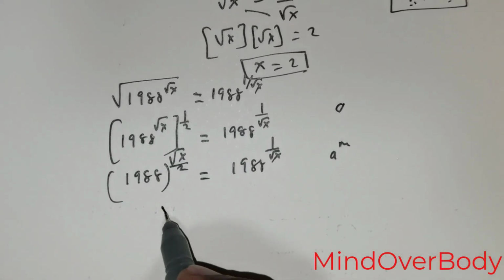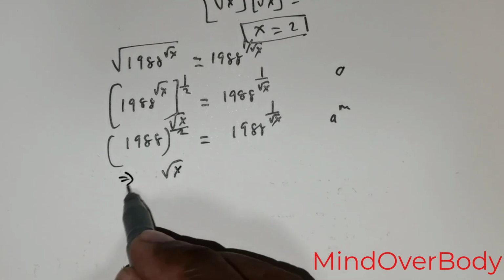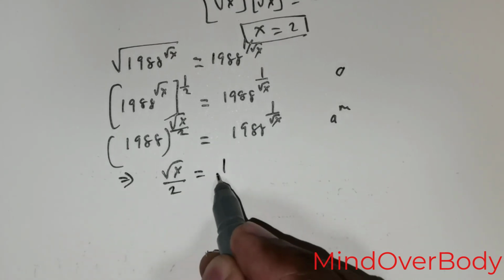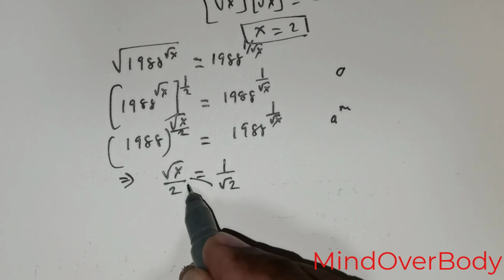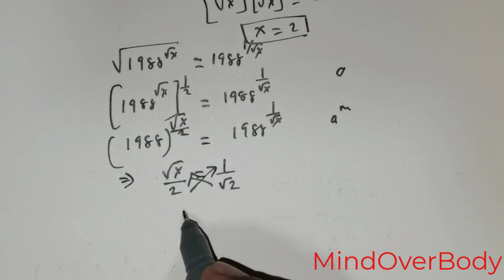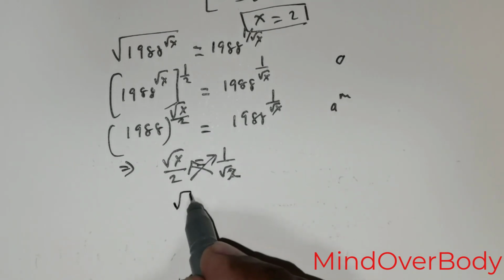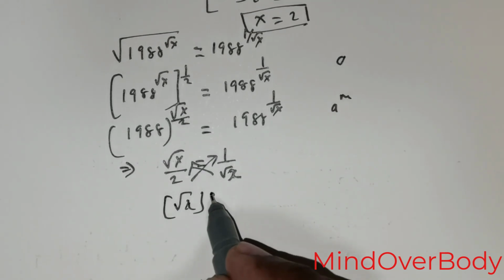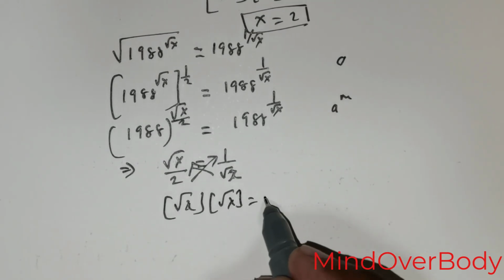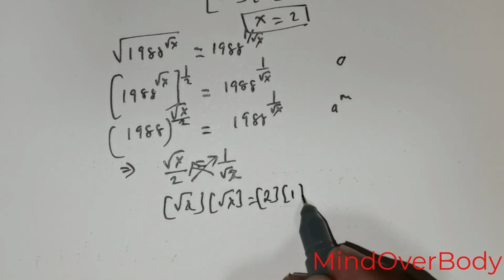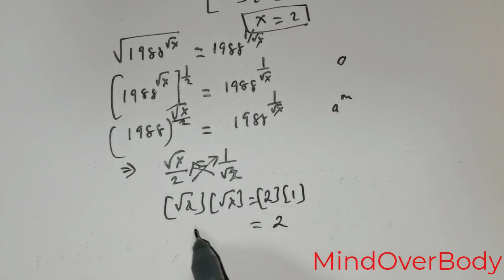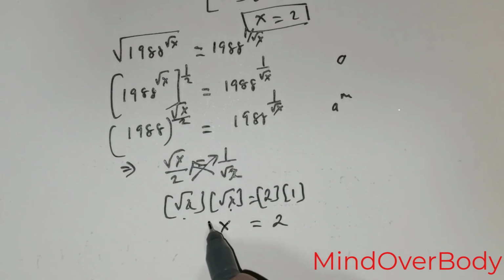So by that fact, root of x over 2 is equal to 1 over root x. Now I can cross multiply, and that would mean root of x multiplied with root of x is equal to 2 times 1. Of course 2 times 1 is equal to 2. Root of x times root of x will give you x. So x is equal to 2 is the answer to this question.